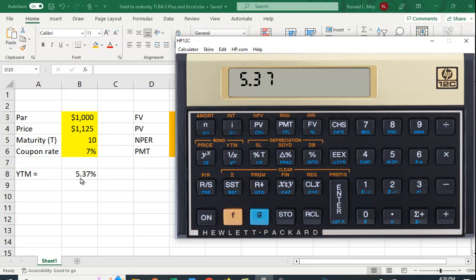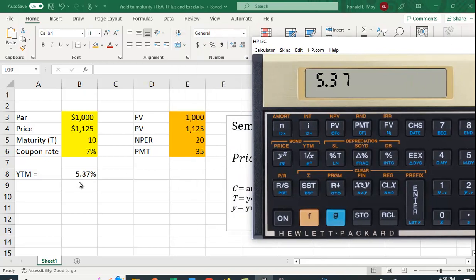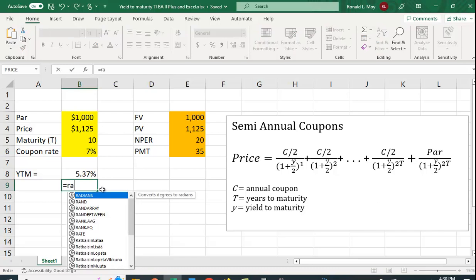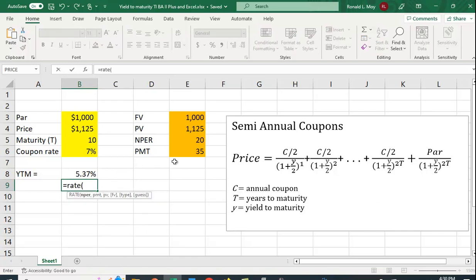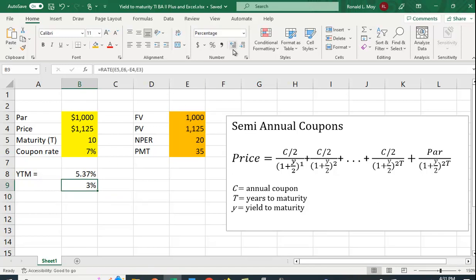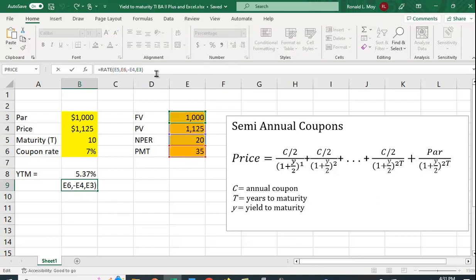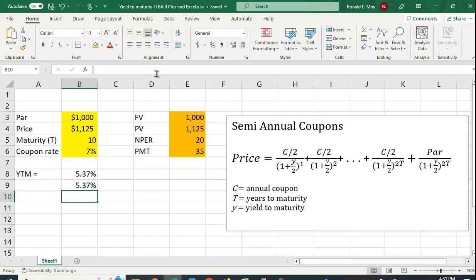Here I used the rate function, and actually let me just type that in since I'm here. So you type in equals rate, and then the number of periods is 20, the payment is 35, the price is going to be minus 1,125, and the future value is going to be 1,000. And again, we get 3%. You have to expand the decimal place, and you really need to multiply this by 2. So I'm just going to put in here times 2, and we get the 5.37%. So very easy to calculate using a financial calculator, or if you're using Excel.